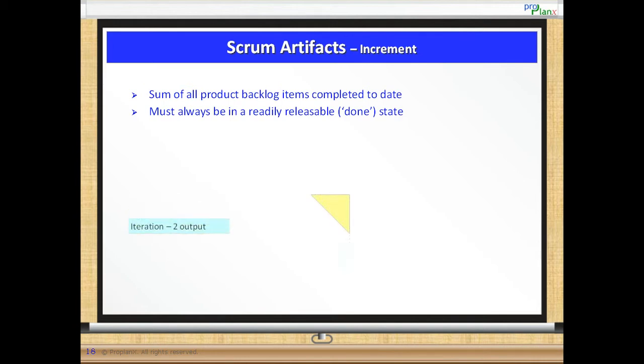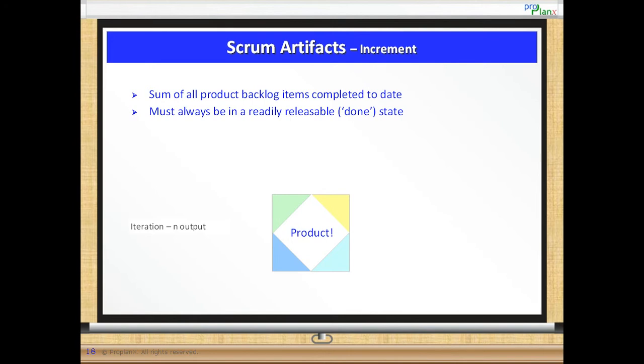Increment. An increment is the sum of the outputs of all the sprints, and this must always be in a readily realizable state. Since the increment has to provide business value, it must meet the done criteria, which would mean that it is a working product with completed functionality. We discuss what done means in a later chapter.